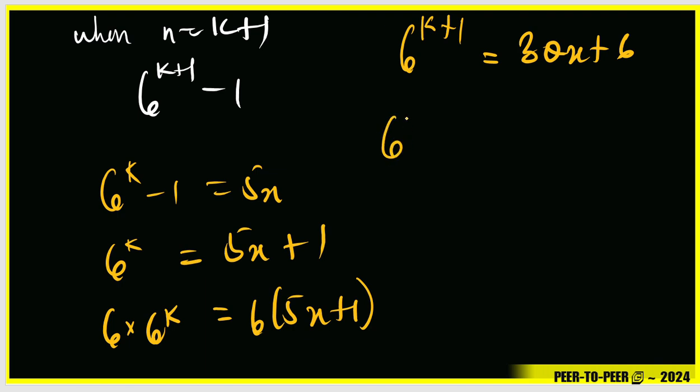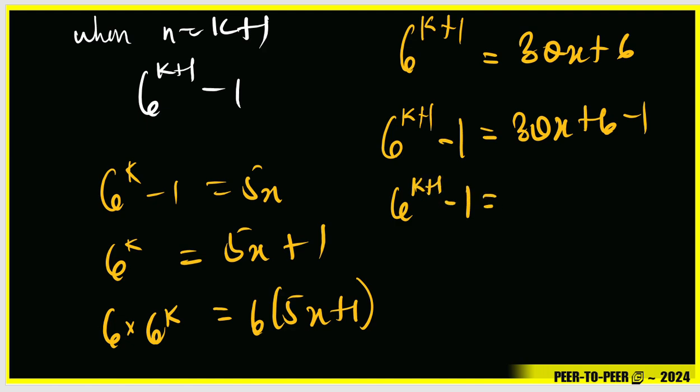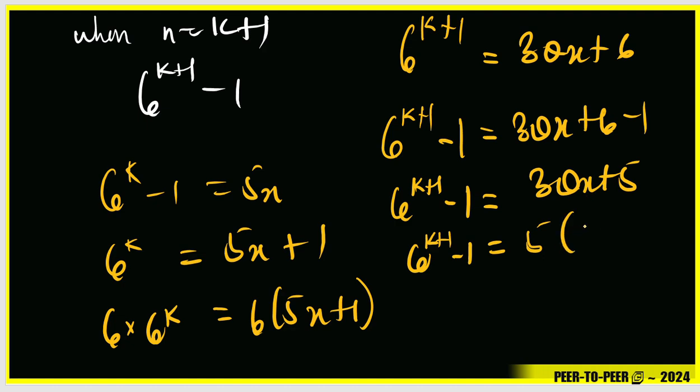We can subtract 1 from each side of the equation. Minus 1 is equal to 30x plus 6 minus 1. So we have 6 raised to the power k plus 1 minus 1 is equal to 30x plus 5. We can factorize 5 out from this expression. So we'll have 5 times 6x plus 1. Good.